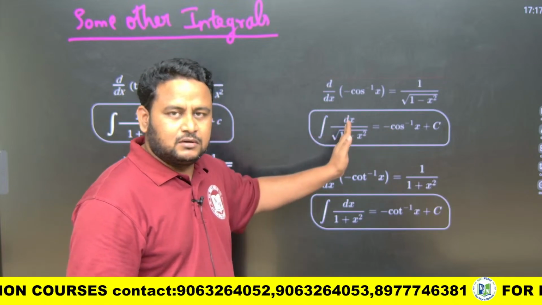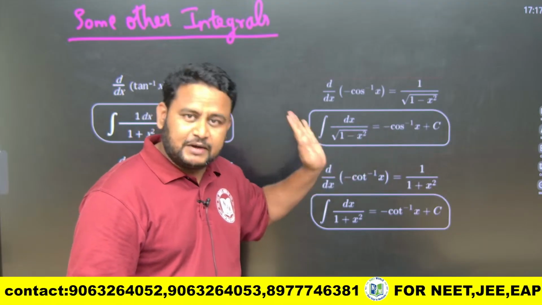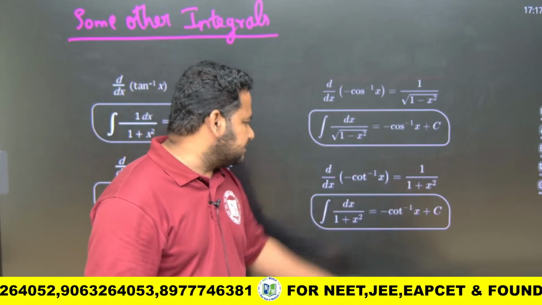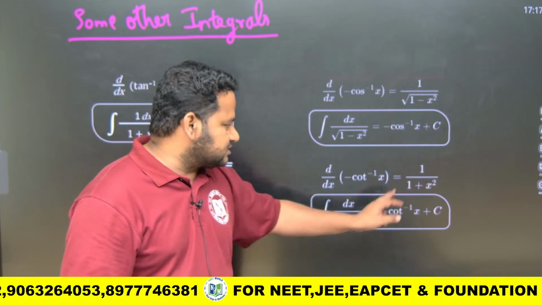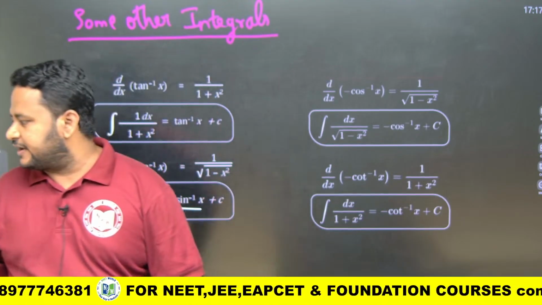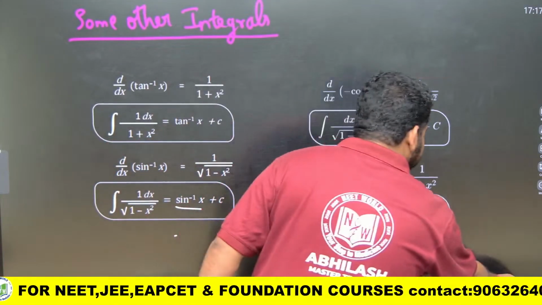Integral of 1 by root of 1 minus x square is sin inverse of x plus c, or it is minus cos inverse of x plus c. Similarly, for cot inverse of x, integral of 1 by 1 plus x square is tan inverse of x plus c, or it is minus cot inverse of x plus c. You have already studied this for your boards. So let us continue from here.